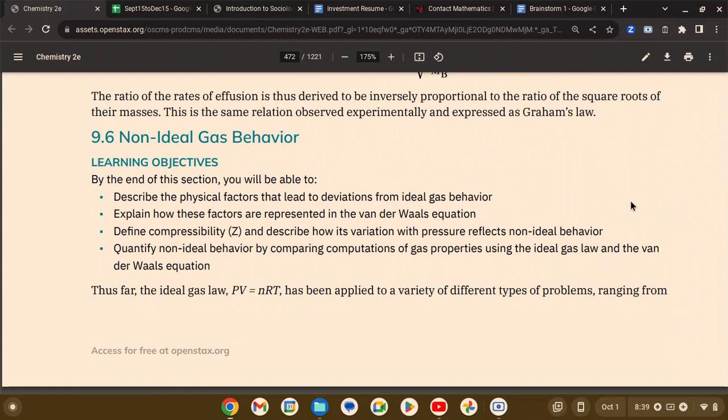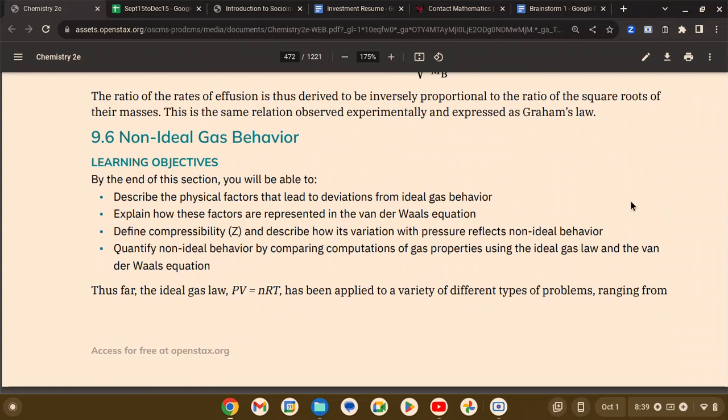9.6, non-ideal gas behavior. By the end of this section, you will be able to describe the physical factors that lead to deviations from ideal gas behavior. Explain how these factors are represented in the van der Waals equation. Define compressibility, Z, and describe how its variation with pressure reflects non-ideal behavior. Quantify non-ideal behavior by comparing computations of gas properties using the ideal gas law and the van der Waals equation.